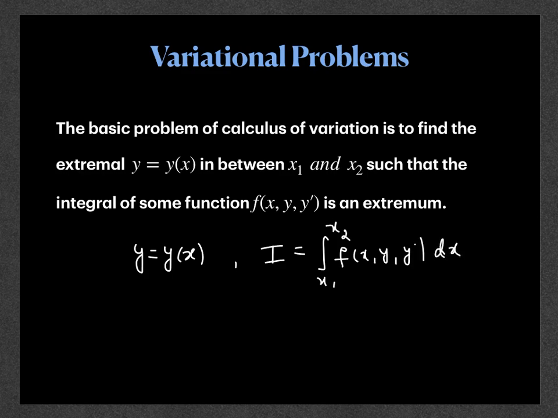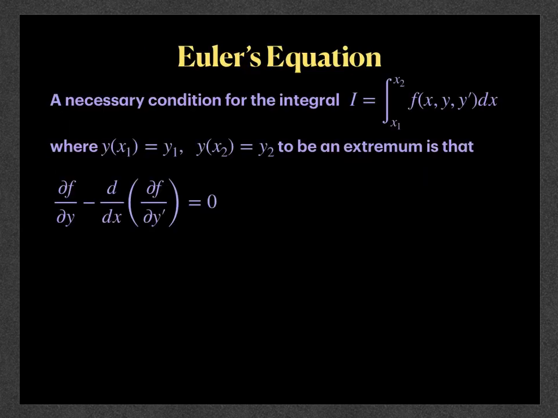is extremum. So the curve makes the integral form of the function an extremum, meaning minimum or maximum. We require a condition to make the functional an extremum. So that is the necessary condition called Euler's equation.